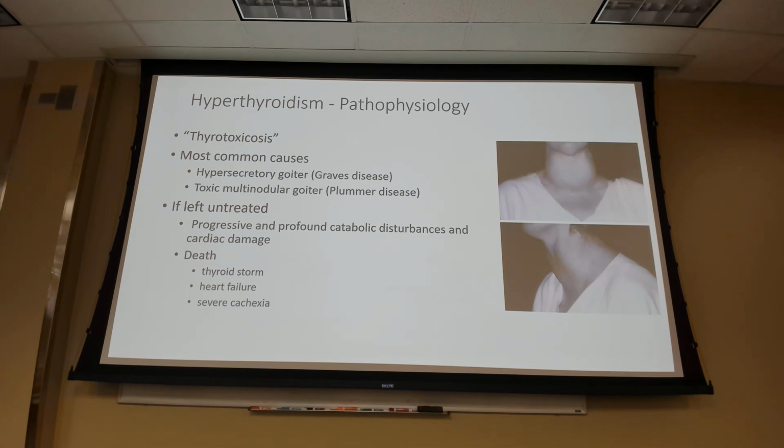All right, so hyperthyroidism. This is what we call thyrotoxicosis, and typically it's associated with Graves' disease most commonly, also Plummer's disease. Graves' disease is an autoimmune disorder. We don't know what causes Plummer's disease, but if left untreated, you can have pretty significant symptoms and profound catabolic disturbances. So you're worried about cardiac damage. They'll present with a hypermetabolic state typically. And what we worry about the most is what we call thyroid storm, and we'll talk about what we do for treating that in a moment. But they can present with heart failure, cachexia, weight loss.